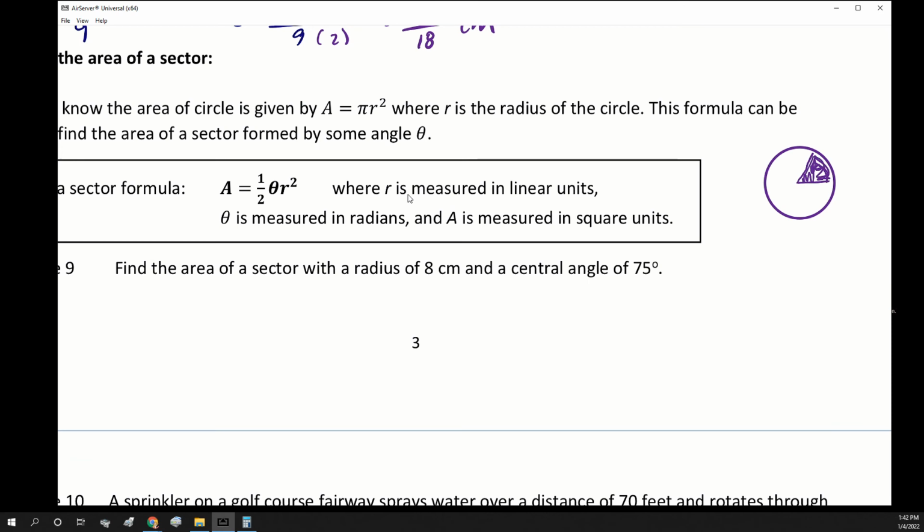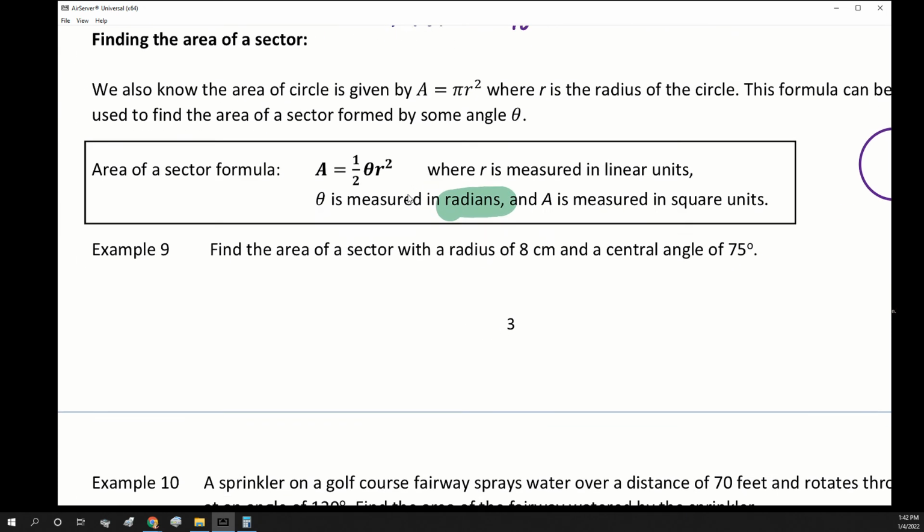So we don't want the whole circle, which would be, it looks like basically half a rotation. So half of 2 pi, or just pi times r squared. So we do half of whatever angle we are using for our sector times r squared. Right? Again, r is in linear units, and theta is measured in radians, and then the area is measured in square units.